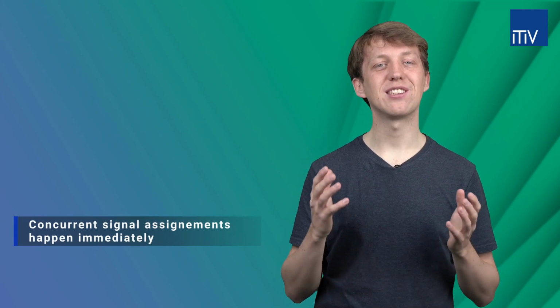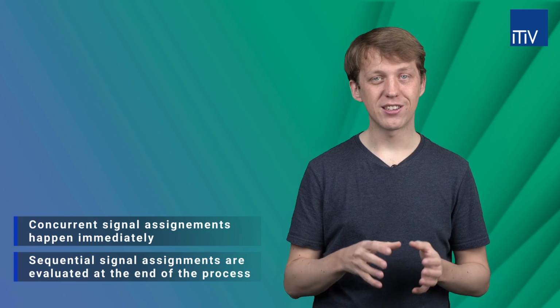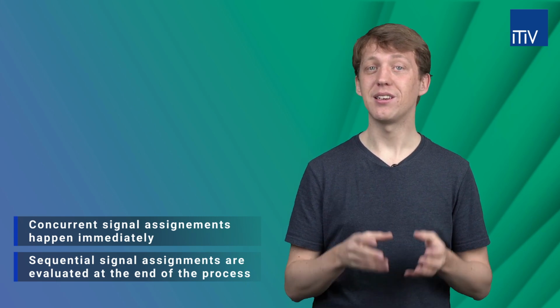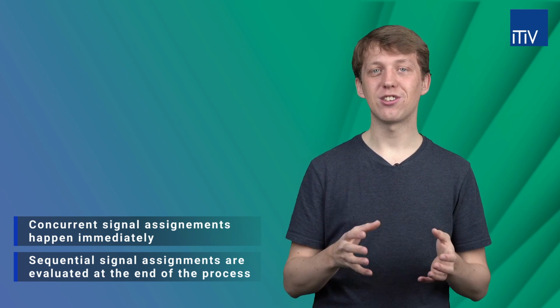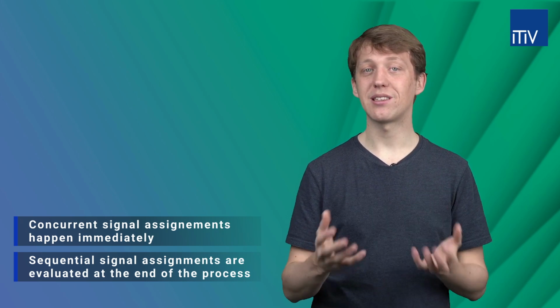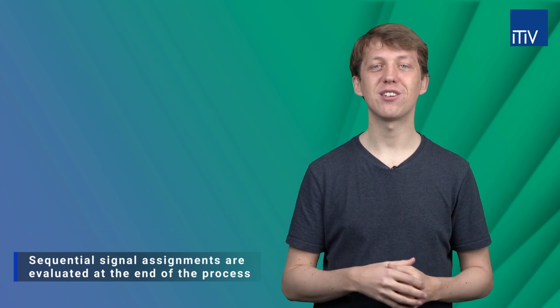Let's sum it up. Inside a process, the signal values are updated at its end. In contrast, variables are updated immediately. So if you implement such sequential signal or variable assignments, keep this in mind and you will avoid a very common timing error in your design.